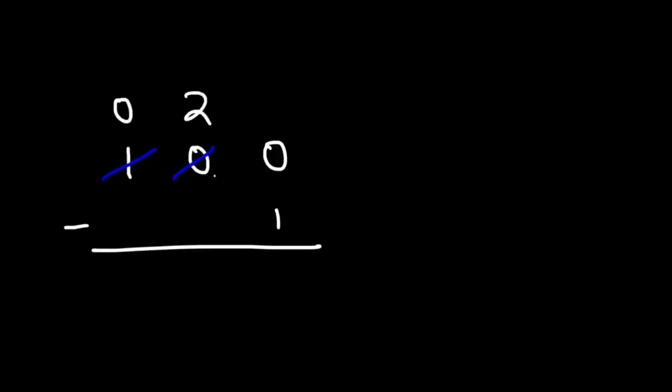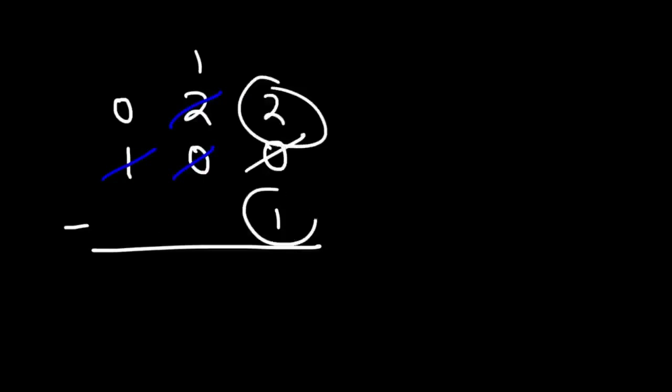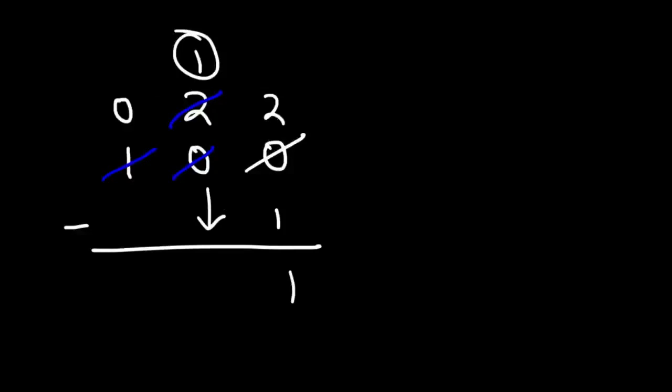So anytime you cross out a 0, replace it with a 2. It's going to work if you do it that way. Now we still need something in this column. So let's borrow a 1 from the 2. So this becomes a 1, and this becomes a 2. Now we can subtract. So 2 minus 1 will give you 1. And then you can bring down the 1 here because there's nothing to subtract from it. 1 minus 0 will be 1. And you can bring down the 0 as well.